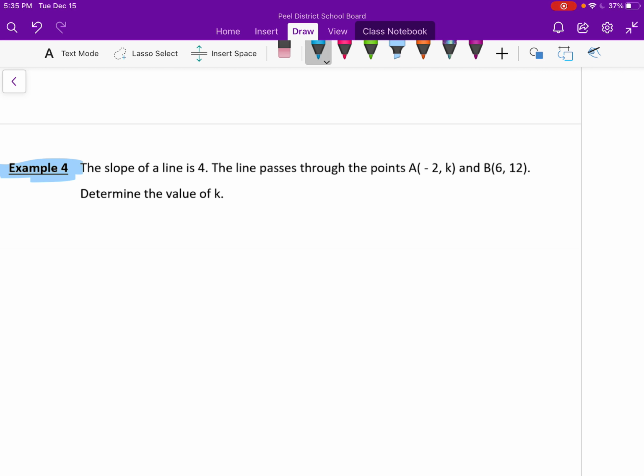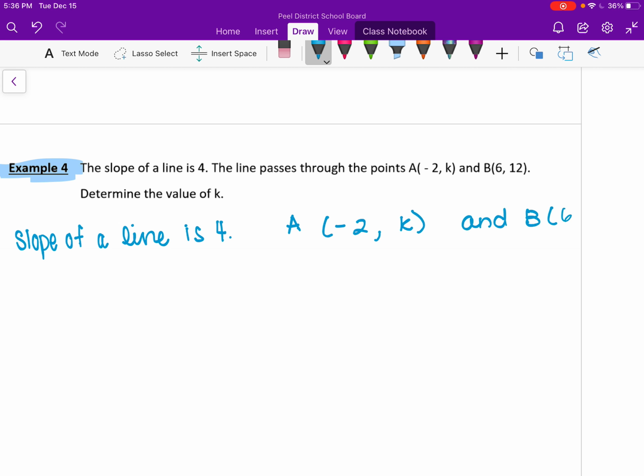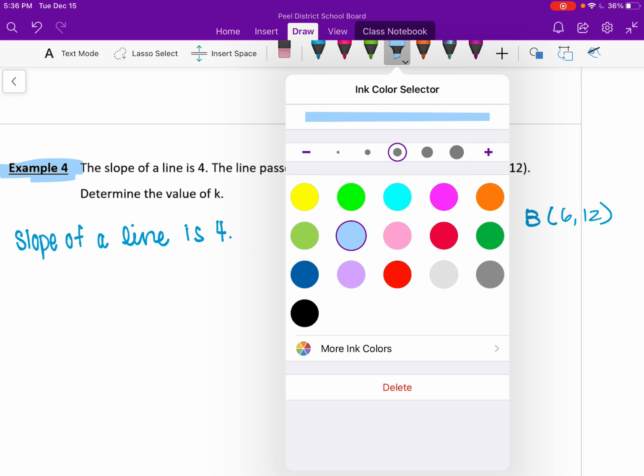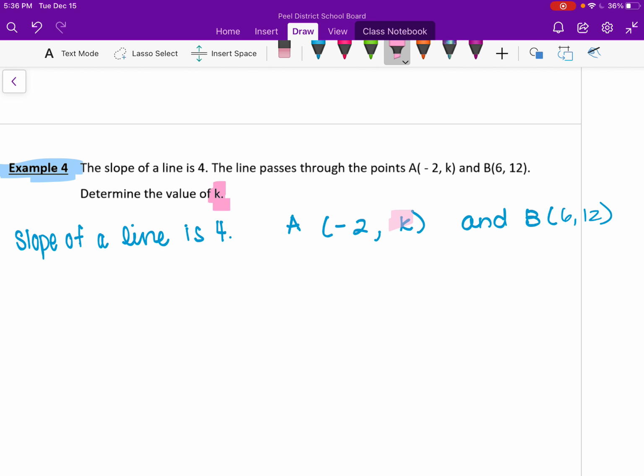So it says here that the slope of a line is 4. The line passes through the point A, which is negative 2, k, and B, which is 6 and 12. Right? We want to find out what the value of this k value is. What's the value of k? I want to know what that number is.